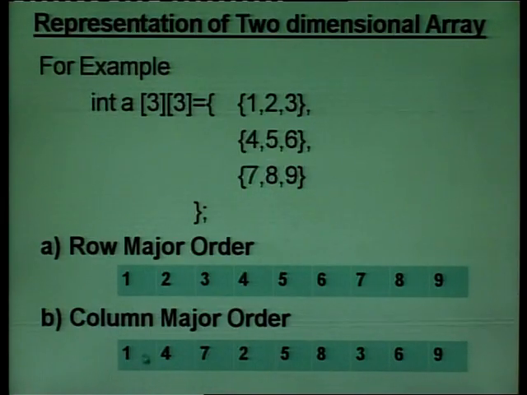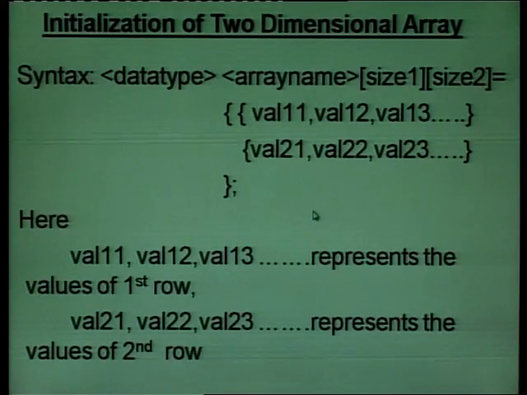But in the case of column major order, I store it as 1, 4, 7, 2, 5, 8 and 3, 6, 9. I first store the first column, then the second column and then the third column. These are the two different approaches used by the two-dimensional array.